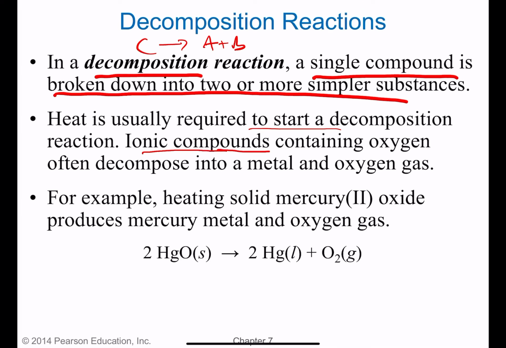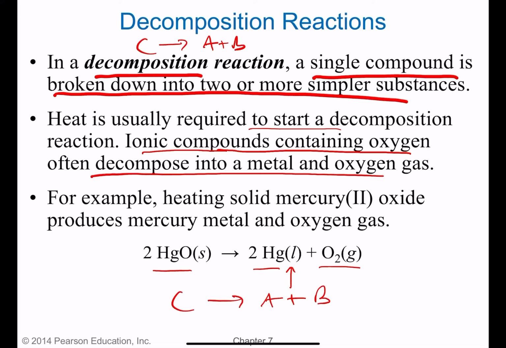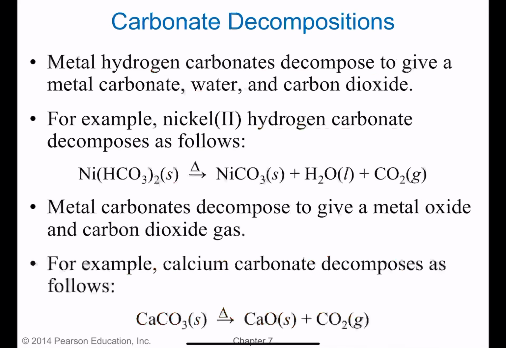Example includes ionic compounds containing oxygen will often decompose into the metal and oxygen gas. So here we've got mercury oxide or mercury 2 oxide producing mercury metal. And note that it's a liquid. Mercury is one of those exceptions. It's a liquid at room temperature, producing mercury metal and oxygen gas. So something breaking up. And I'm using C, A, and B, but we could use any letters to represent these. But you have one substance breaking up into multiple simpler substances.